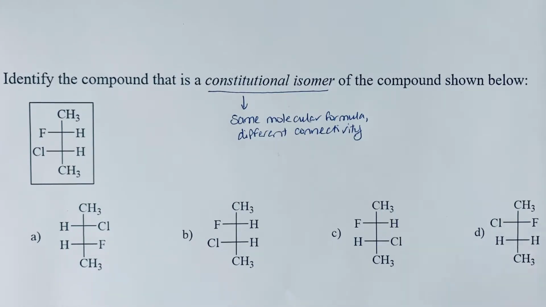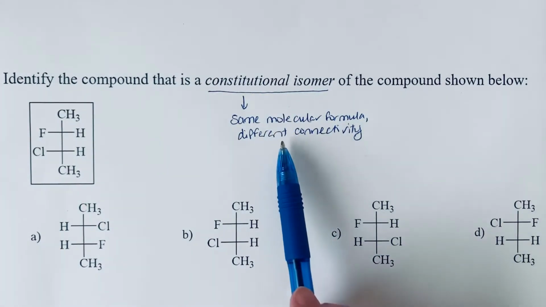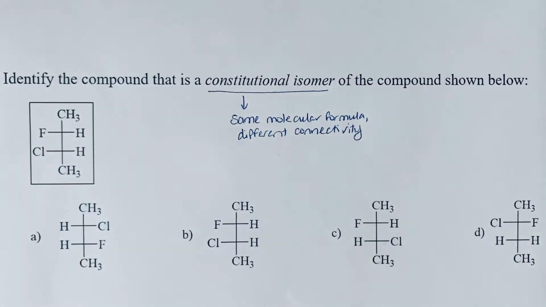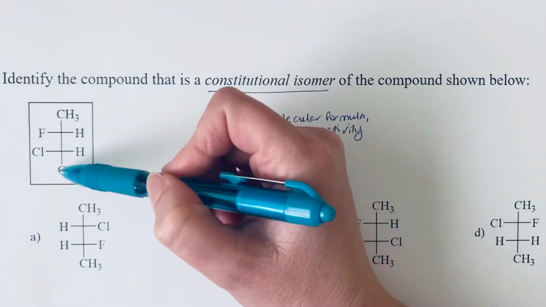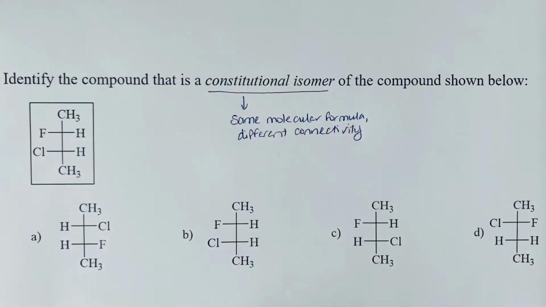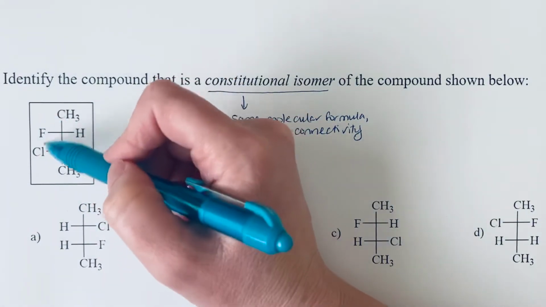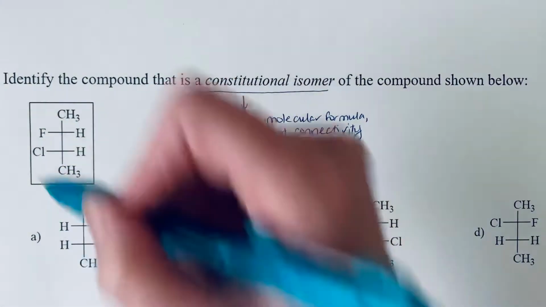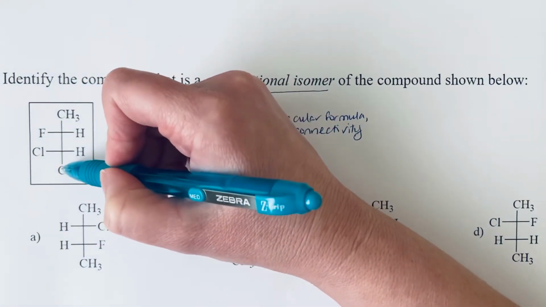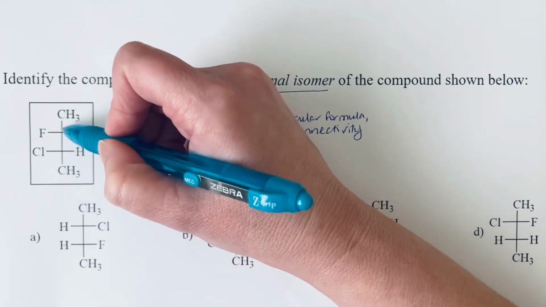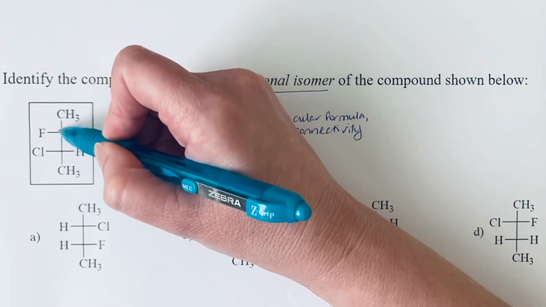So to check for constitutional isomers, the best thing to do would be to number your molecules as though you're going to do the IUPAC name. So if we are looking at this molecule, our longest carbon chain is 4 carbon atoms. The substituents are chlorine and fluorine. And no matter which way you number this, you're going to see substituents at carbons 2 and 3, or if you go the other way, 2 and 3.